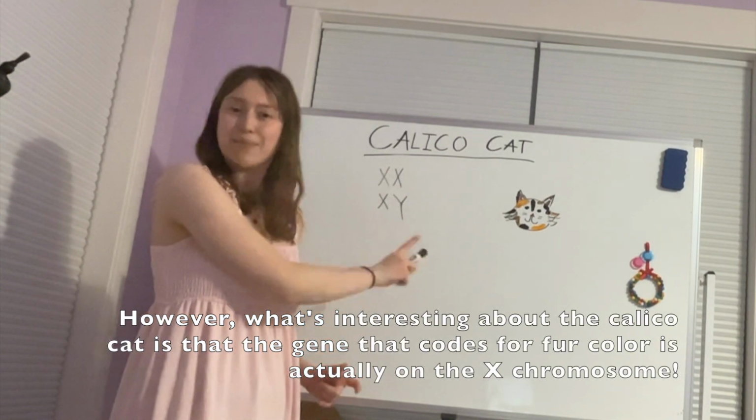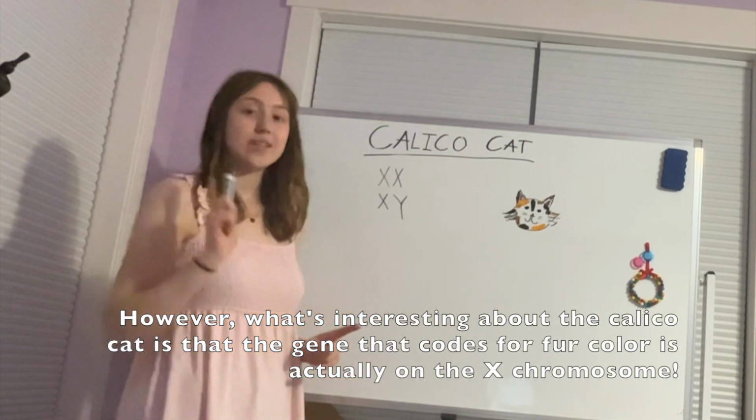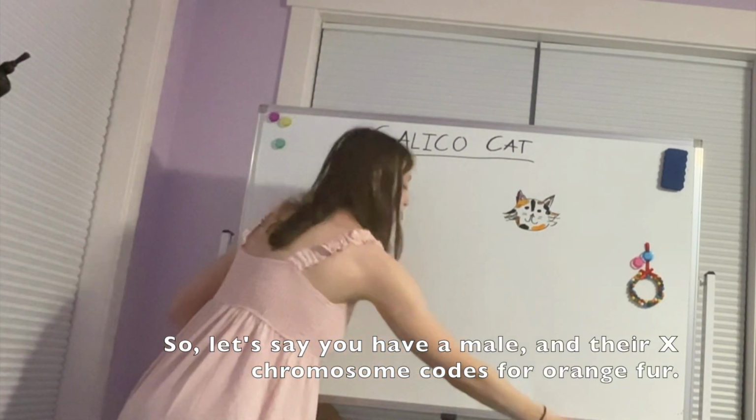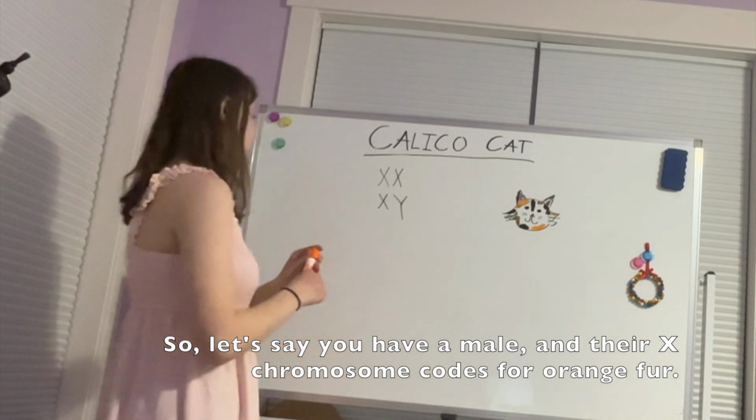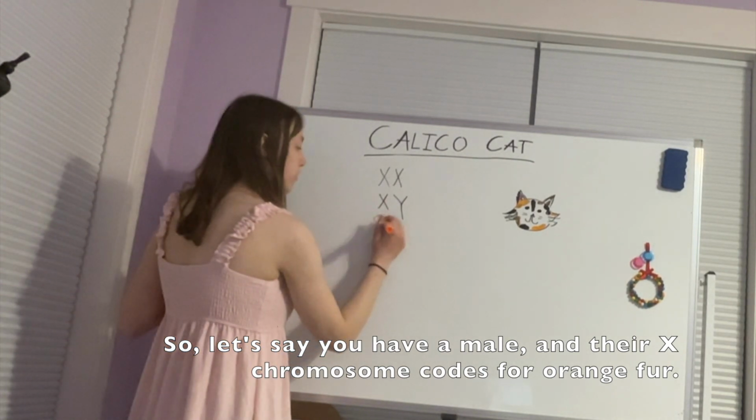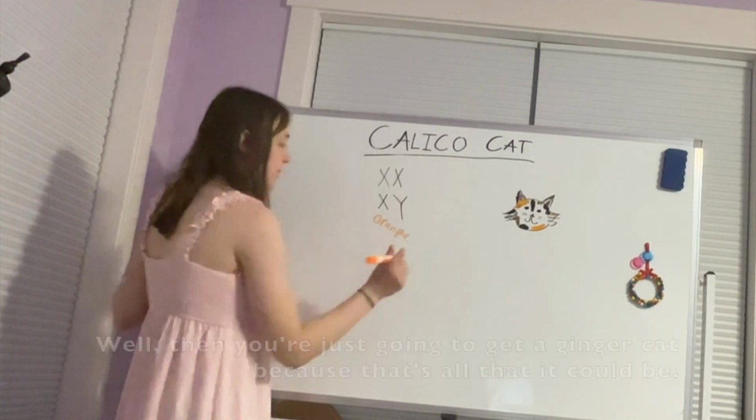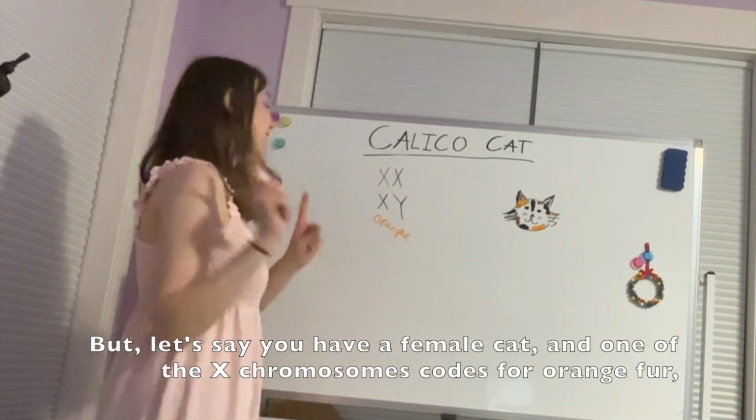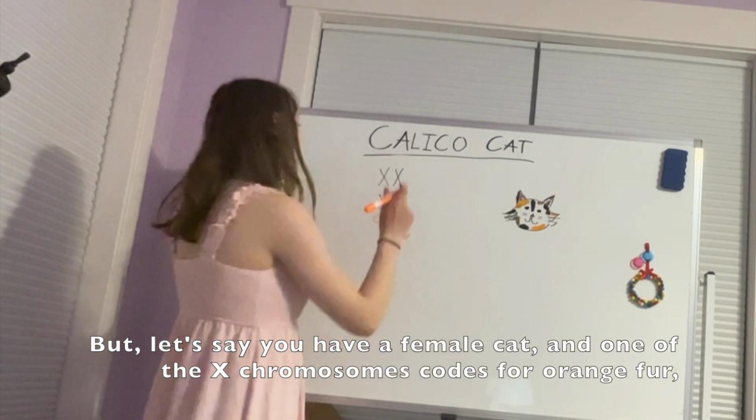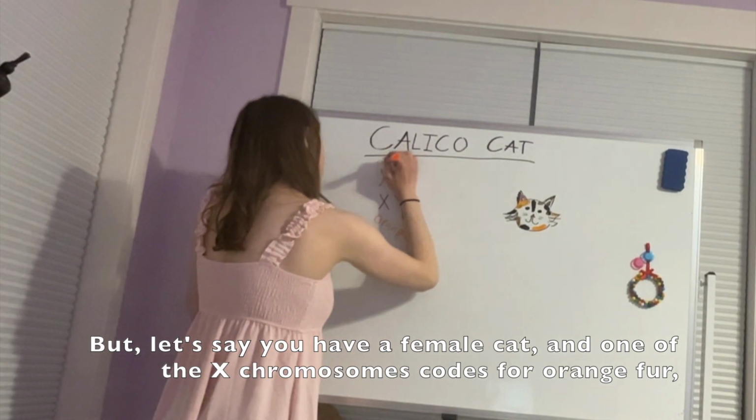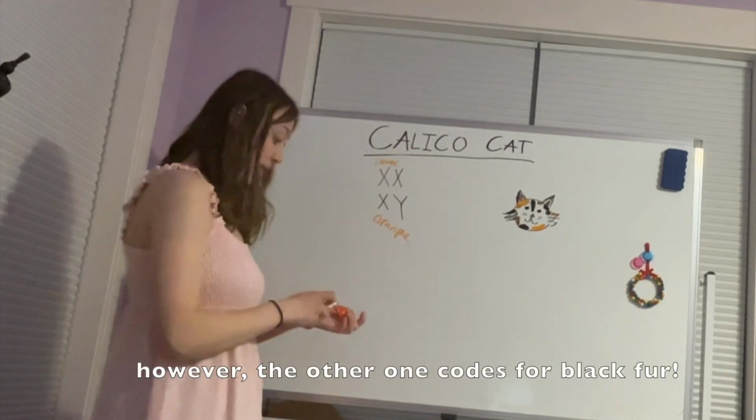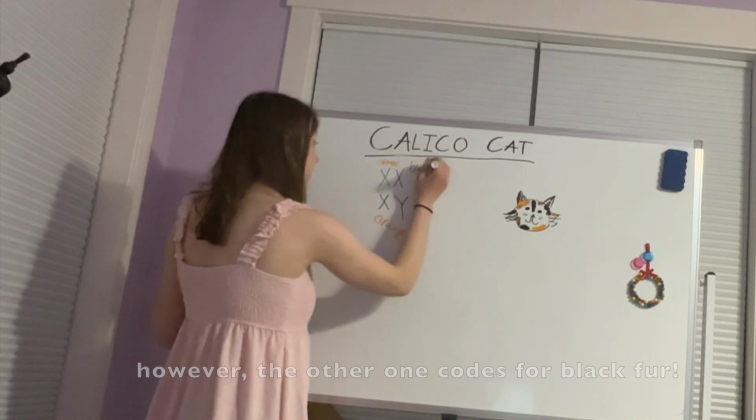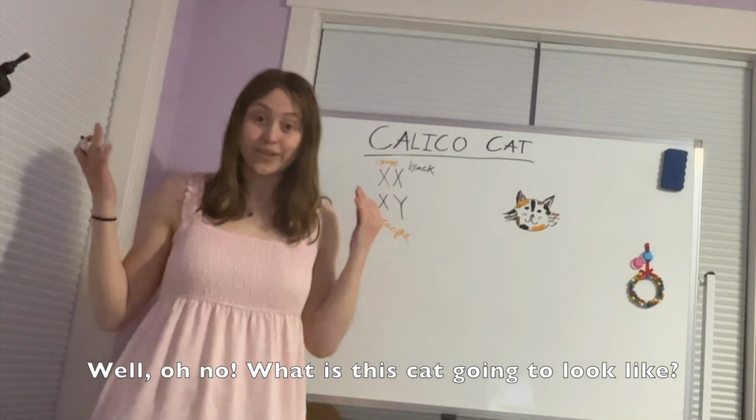However, what's interesting about the calico cat is that the gene that codes for fur color is actually on the X chromosome. So let's say you have a male and their X chromosome codes for orange fur. Well, then you're just gonna get a ginger cat because that's all that it could be. But let's say you have a female cat and one of the X chromosomes codes for orange fur. However, the other one codes for black fur. Well, oh no, what is this cat going to look like?